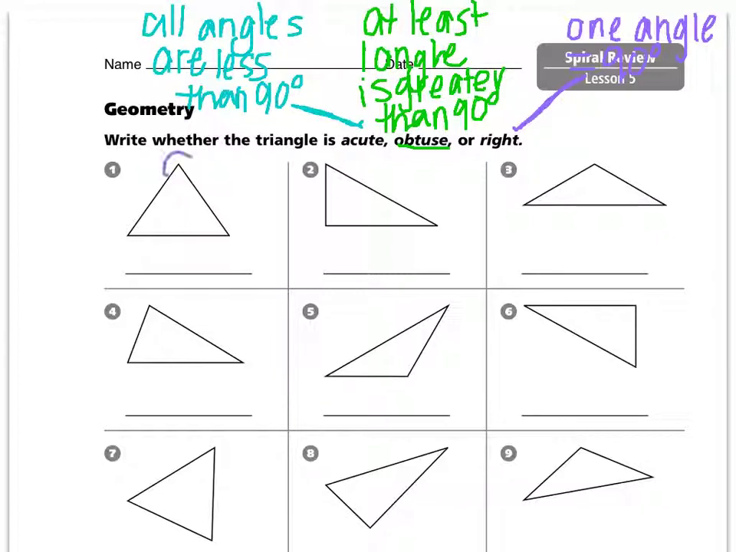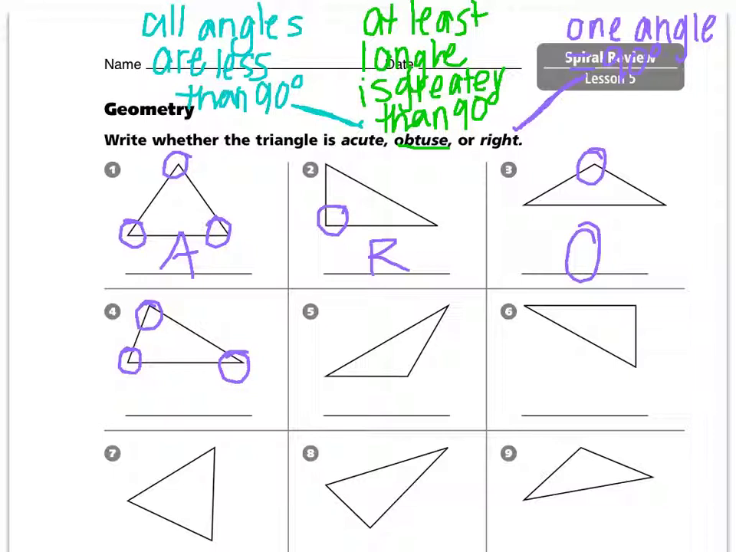I know that looking at number 1, I have all acute. Looking at 2, I have one right angle and 2 acute, which means this is right. Looking at number 3, I have one obtuse. At number 4, I have 3 different angles, which are all acute. Number 5, I have one obtuse angle.